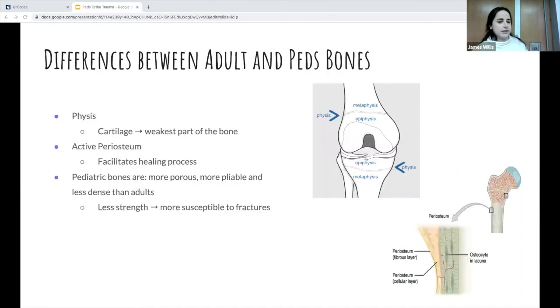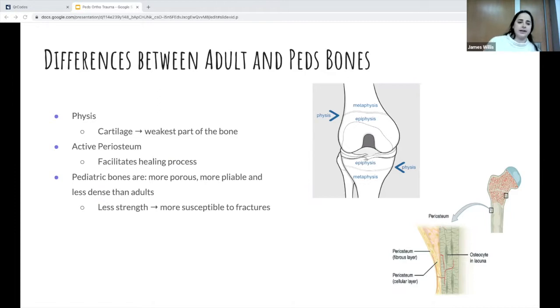So going into the differences between adult and pediatric bones, the physis will be the first thing. It is basically a cartilage between the metaphysis and epiphysis, and it's going to separate before ligaments or tendons shear in pediatric patients. So that's why they usually have physeal fractures instead of an actual ankle sprain or tendon tear.